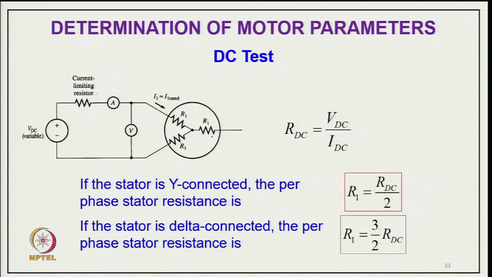So, then you can say R_DC is V_DC upon I_DC, and R1 will be R_DC by 2. In case of delta connected, this resistance R1 will be 3 by 2 R_DC, because two resistances will come in series, in parallel with another R1, in case of delta connected.